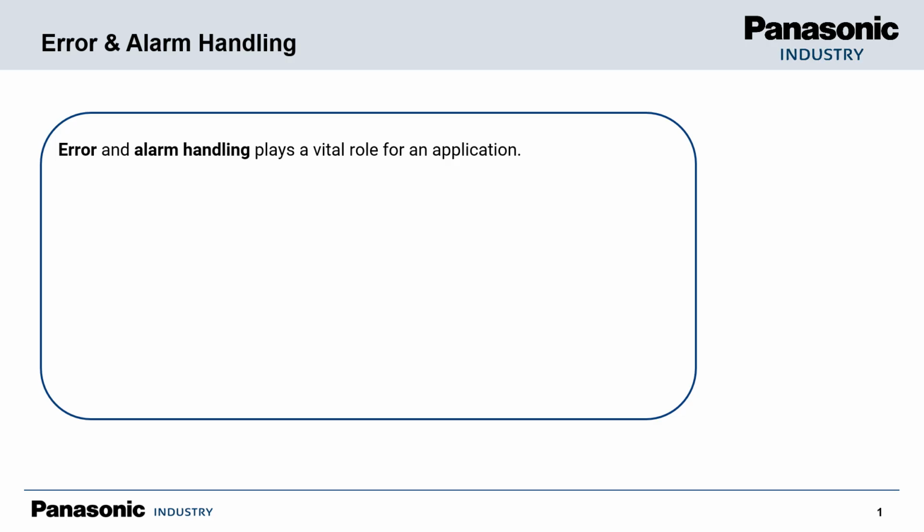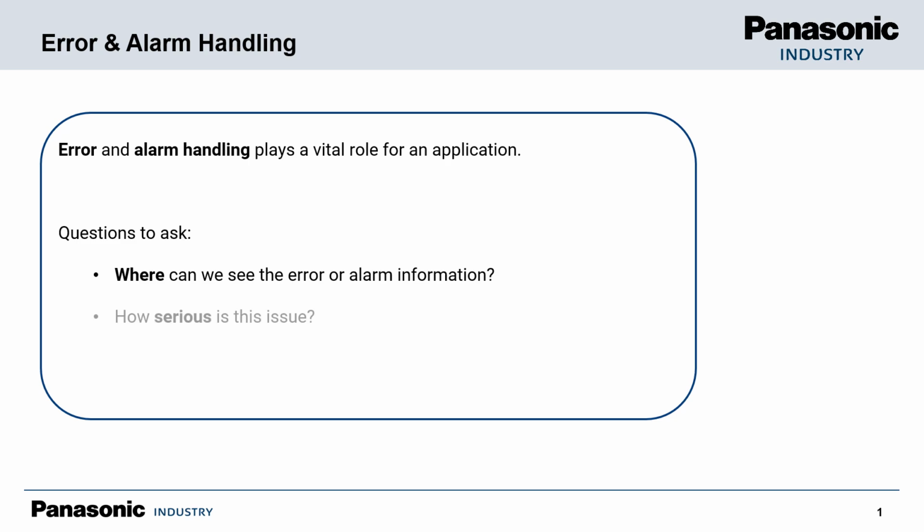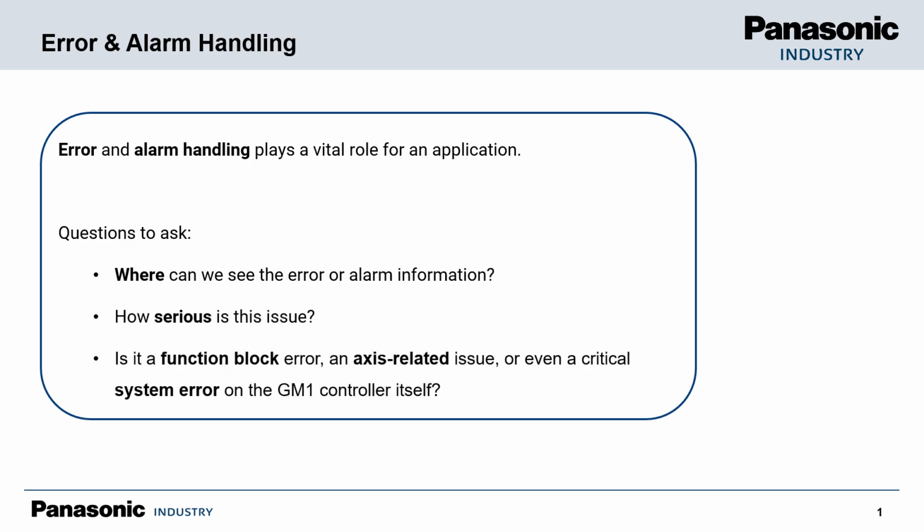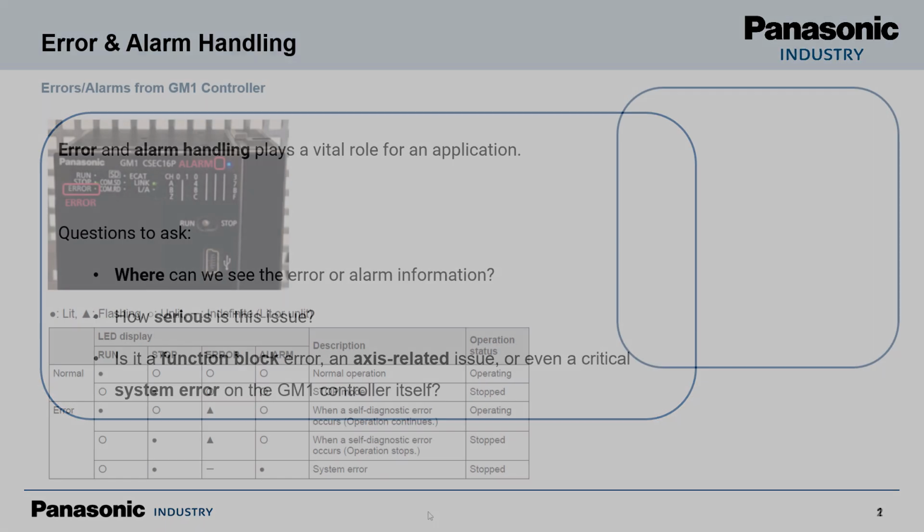What caused the issue and how it can be resolved. So the key questions are, where can we see the error or alarm information? How serious is the issue? Is it a function block error, an access-related issue, or even a critical system error on the GM1 controller itself?